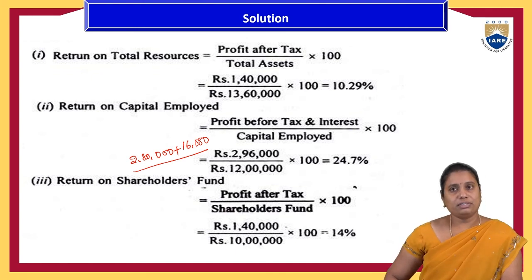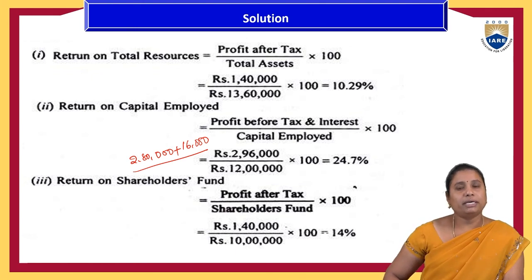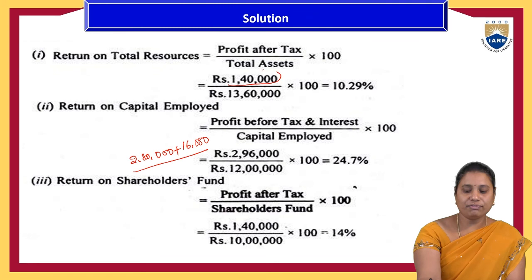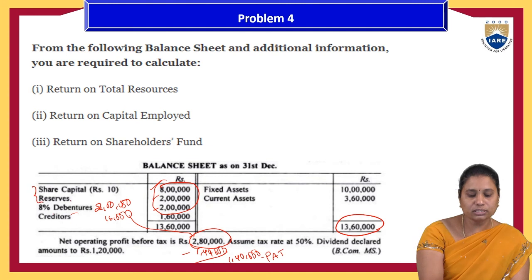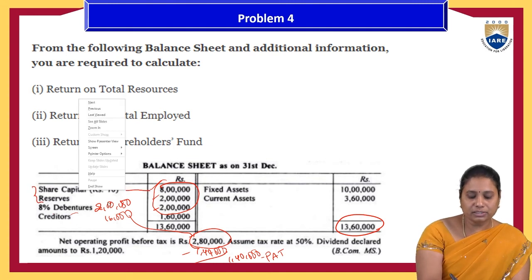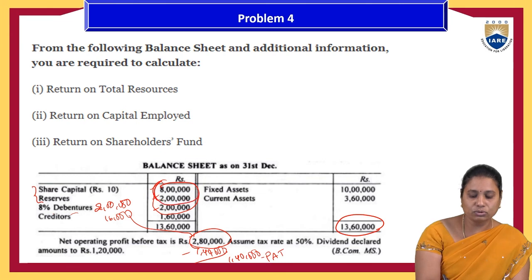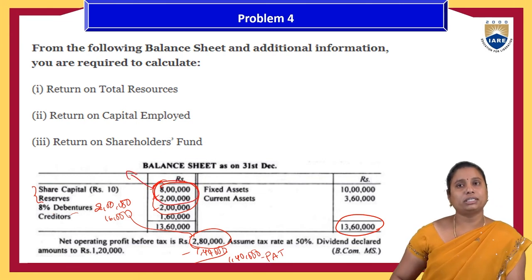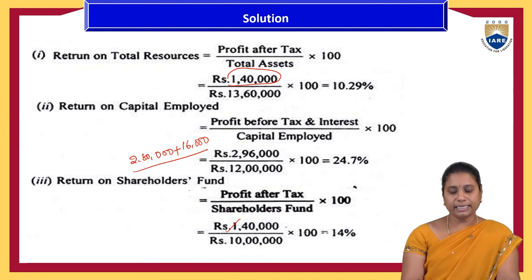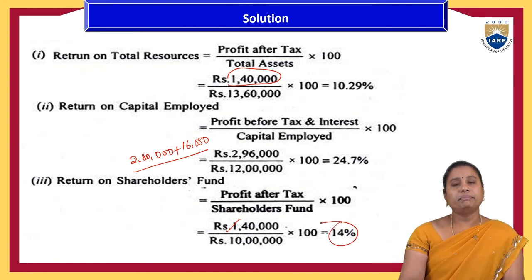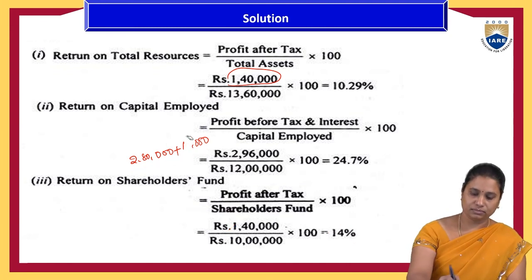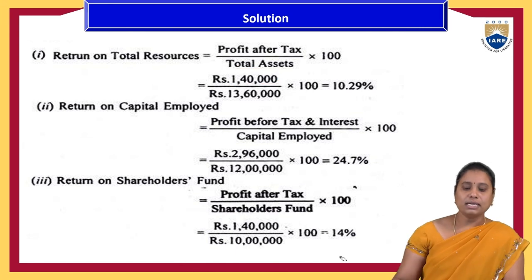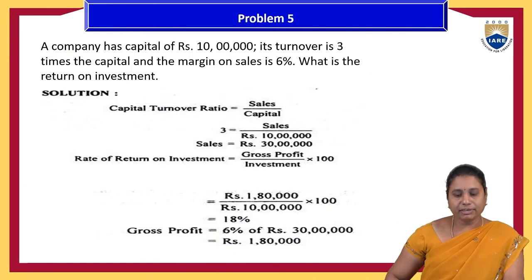And return on shareholders' funds is profit after taxation divided by equity shareholders' funds. We take profit after taxation of 1,40,000, and the shareholders' funds are the equity share capital of 8 lakhs plus reserves of 2 lakhs, that is 10 lakhs. That is 14% benefit gained on the equity shareholders' funds. Like this, we can calculate the ratios for the given problems.